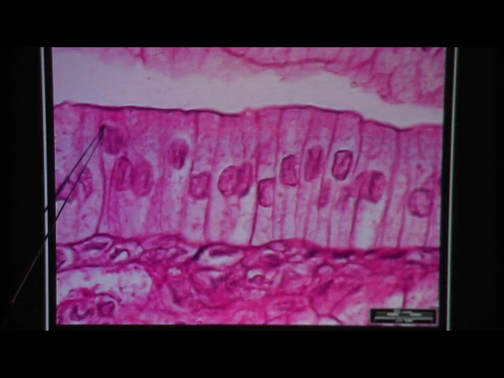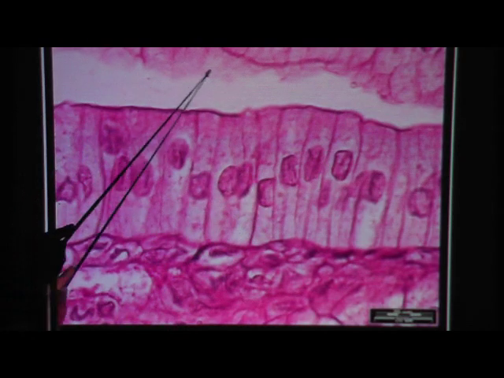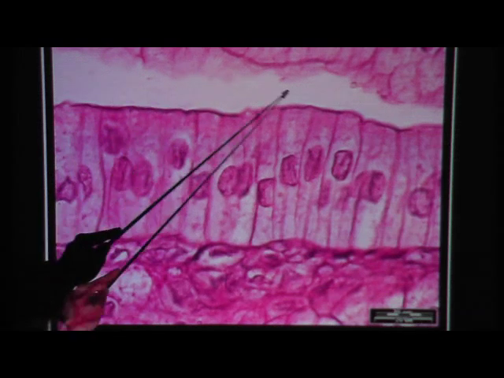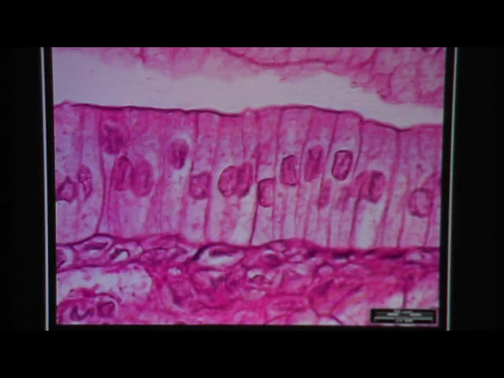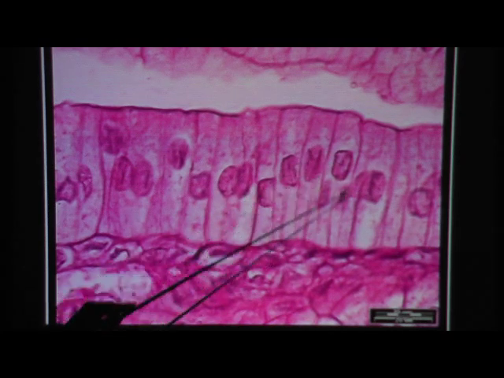Okay, you look here, definitely this is epithelium. By the way, here you see signs of mucus. You should also know that. Remember, goblet cells make mucus, so that's the stuff here. That would be mucus. Here's the cell nucleus, the nucleus of these columnar cells.